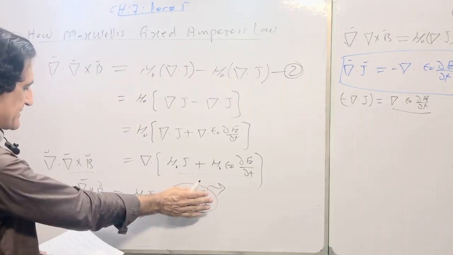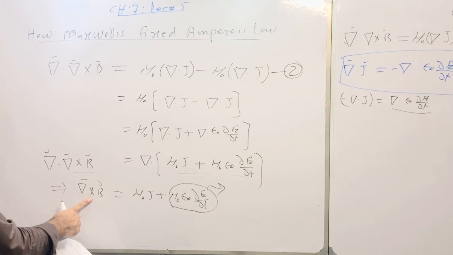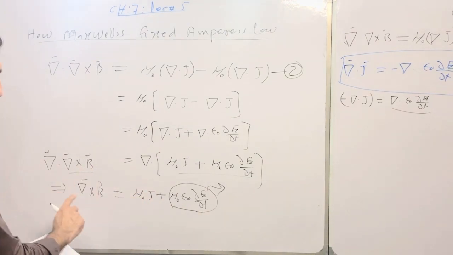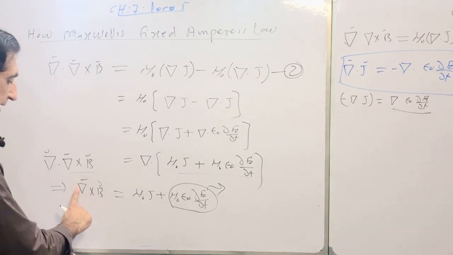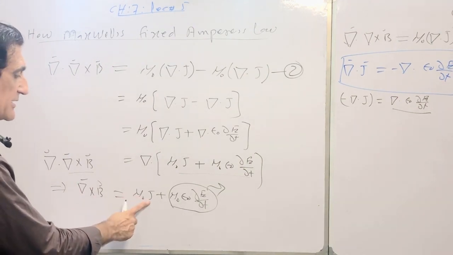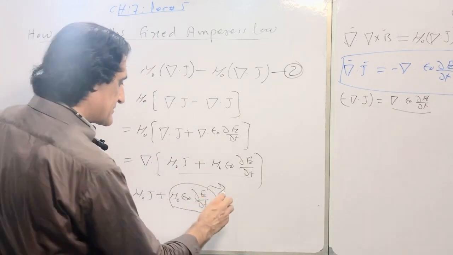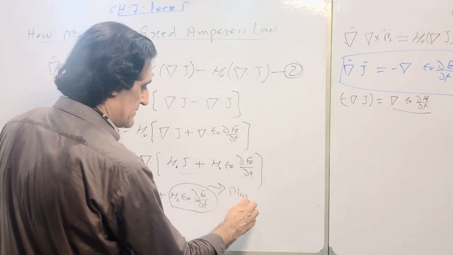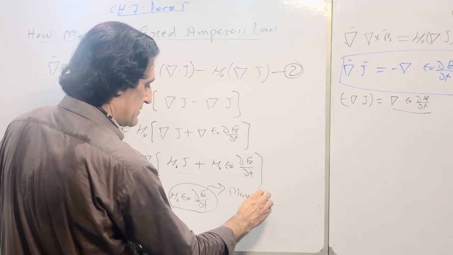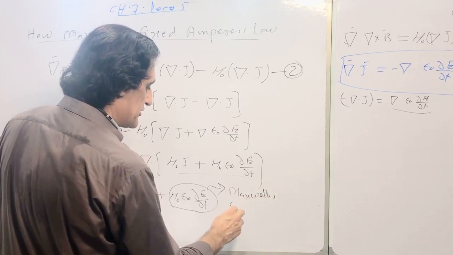This is the Ampere's law that was previously calculated for constant J. So del cross B is equal to mu naught J plus this term, and this term is called Maxwell's correction term.